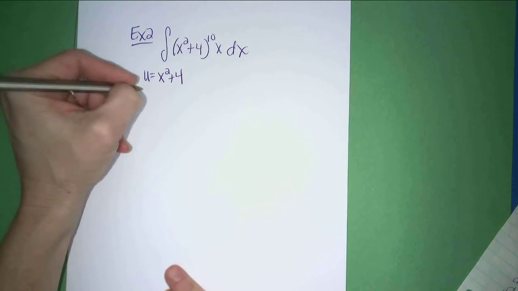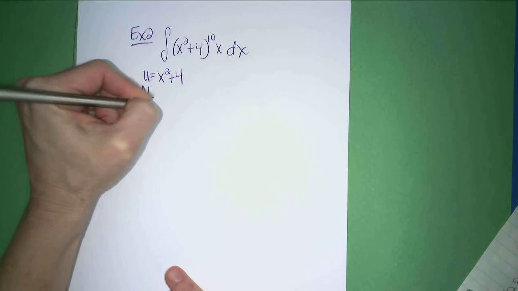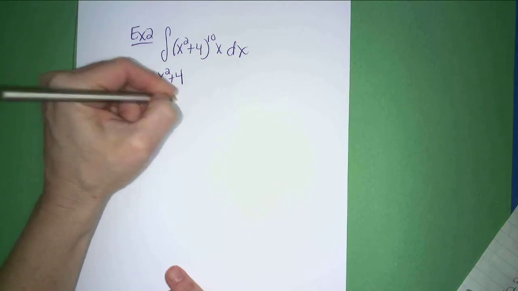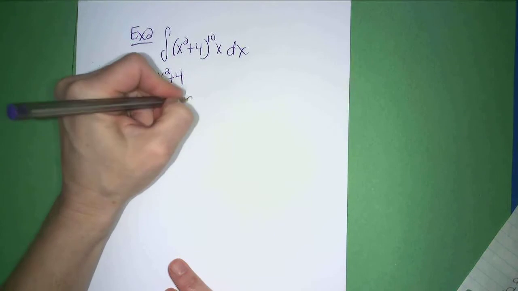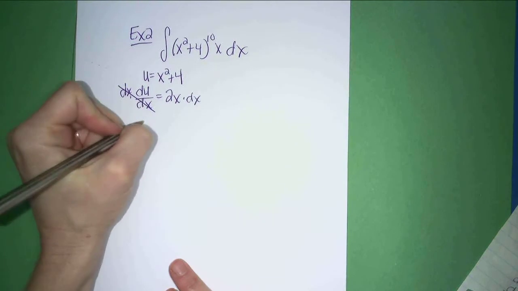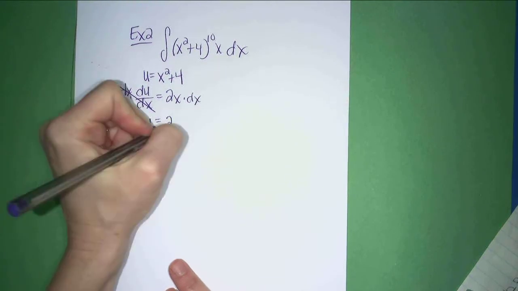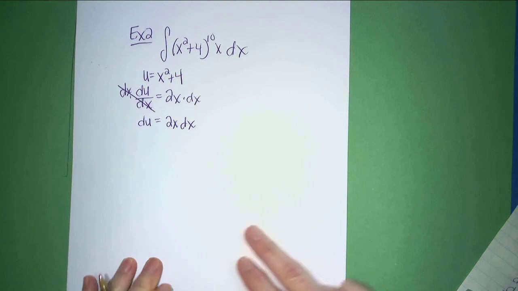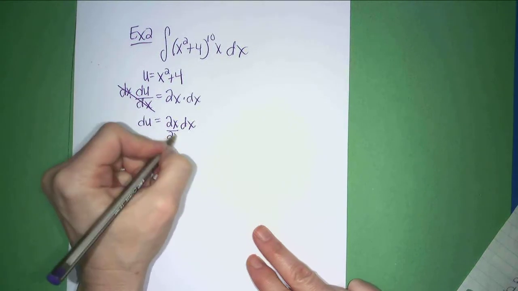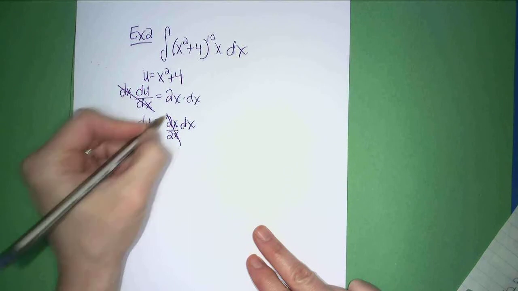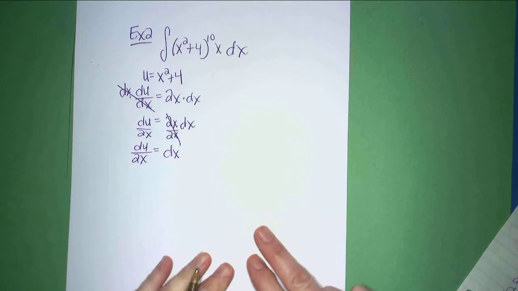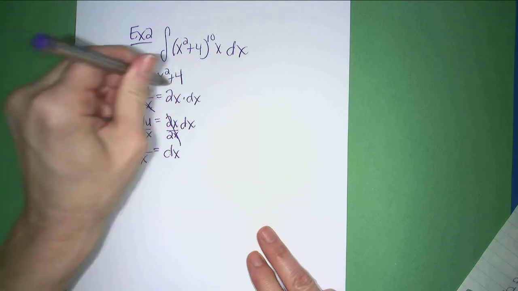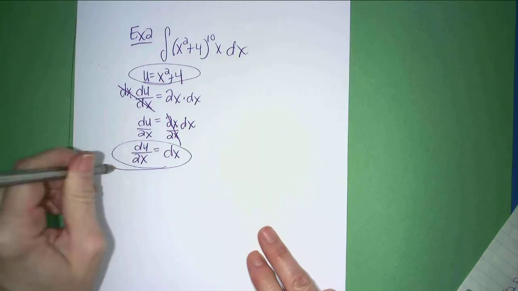Then I take the derivative of that with respect to x, and that's just going to be 2x. I multiply both sides by dx to give me du equals 2x dx, and I divide by 2x to solve for dx. So dx equals du over 2x. Remember, I only need the first step and the last.